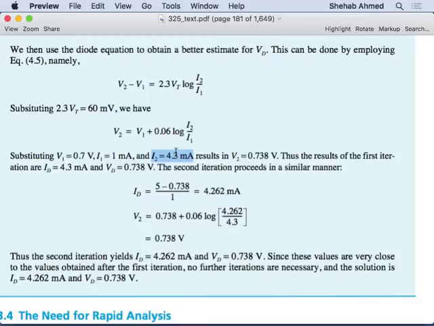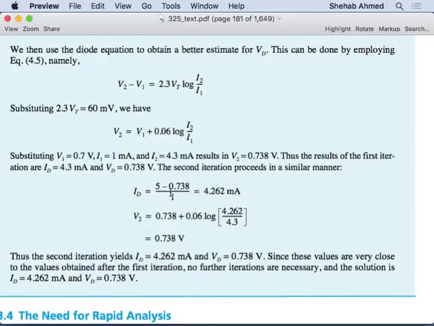I have the initial voltage, which is 0.7, which is V1. I1 was 1 milliamp, and I calculated I2 after the first iteration, which was 4.3 milliamps. Then we substituted in this equation. I substitute 0.7 volts for V1, I1 is 1 milliamp, I2 is 4.3 milliamp. I get V2 of 0.738 volts. Now I take my 0.738 volts and I can iterate again.